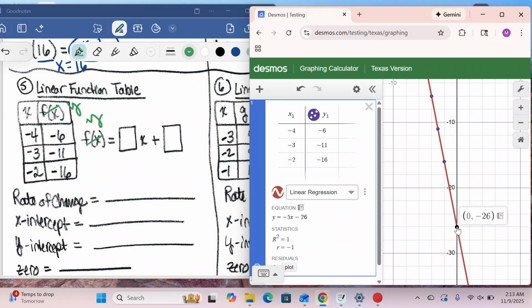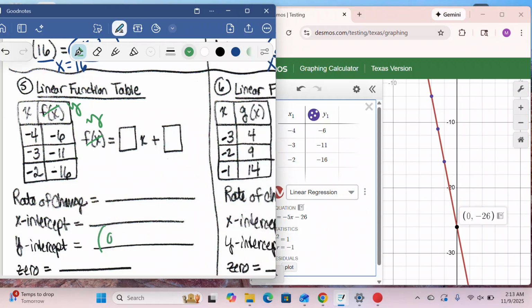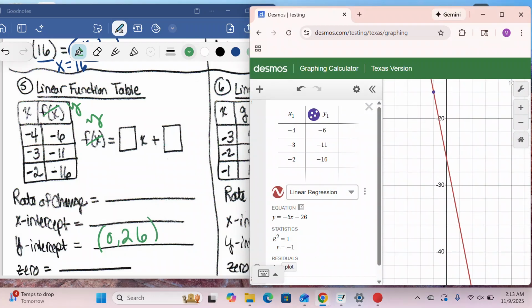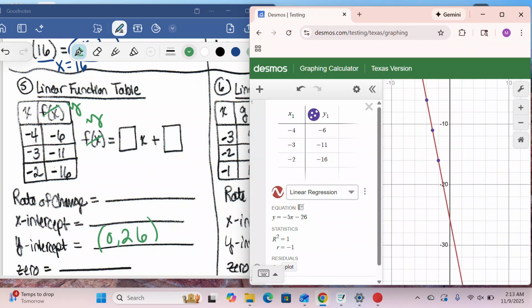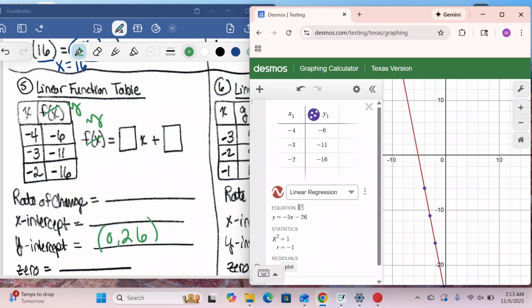So once again, I want to input what I know. 0, comma, negative 26 is my y-intercept, so I'm going to do 0, comma, negative 26. I already have my y-intercept. Then I go all the way down. I want to find my x-intercept, but then I need to go up because, again, it is at the 0 origin.